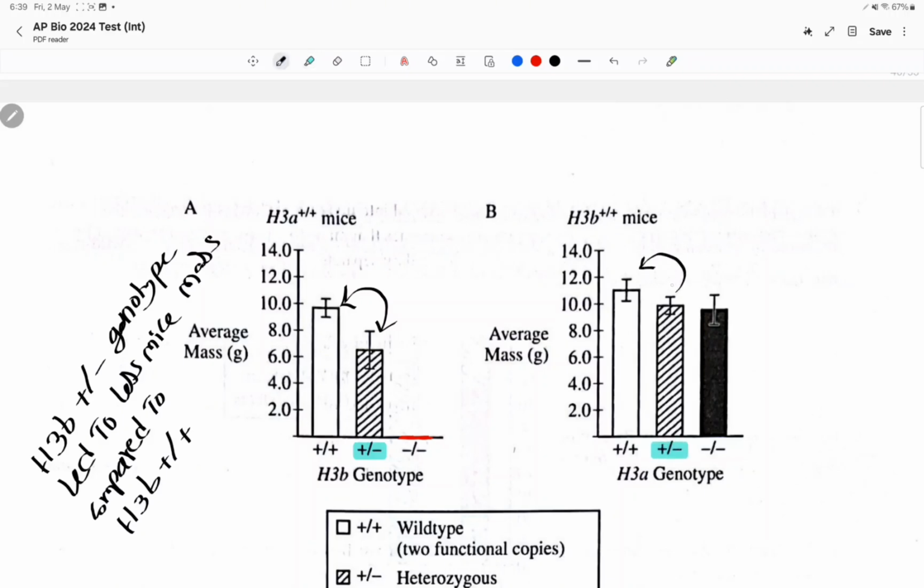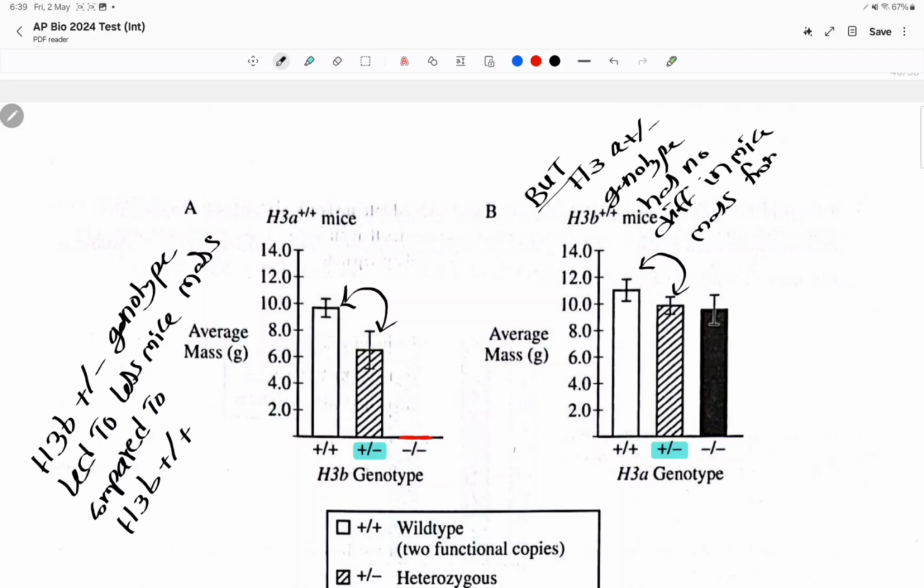Can we say the same for the comparison of the plus minus of the H3A to the control? Are they different or the same? They're the same because the error bars are overlapping. But the H3A plus minus genotype has no difference in mice mass from the H3A plus plus. Okay. Good.